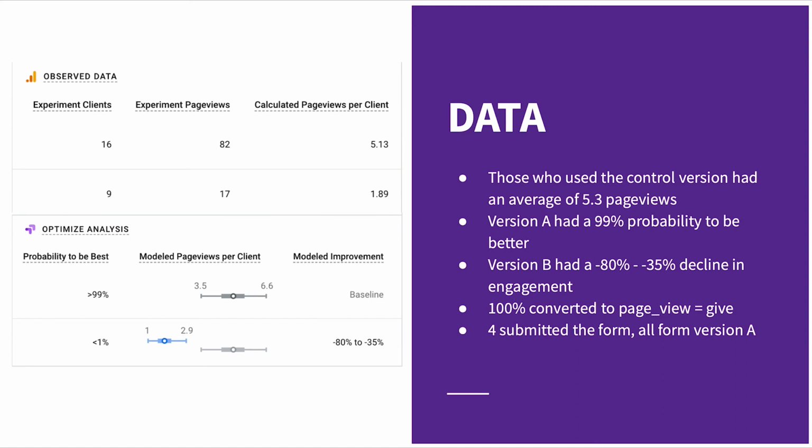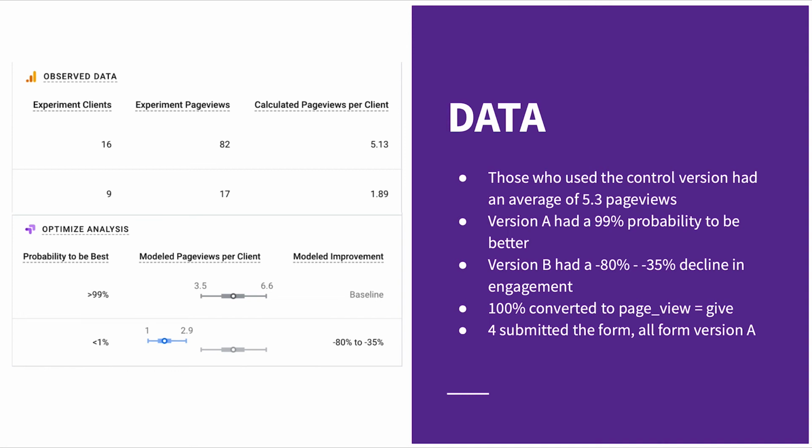And so this is the data. Those who used the control version had an average of 10.2 page views. Initially, with 10 clients, it was 10.2, but then with 16, it went down to 5.13, but still greatly outperformed the B version, which was a whopping 1.89 page views. Version A had over a 99% probability that it would be better, and version B was between 80 to 35% once all the data came in.